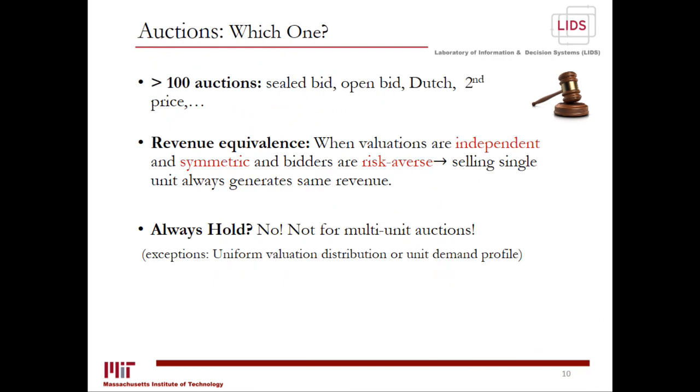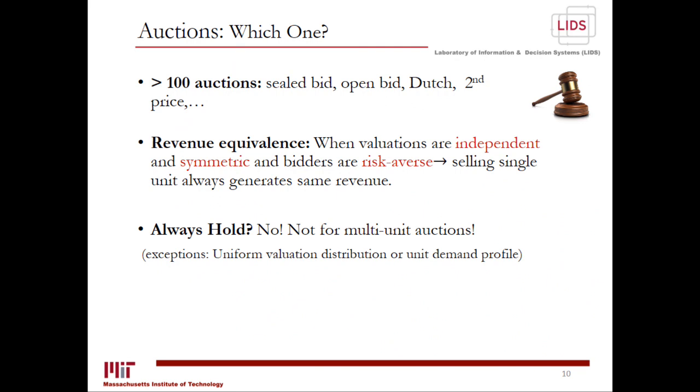But there is a question here. What kind of auction are we going to use? There are 100 different kinds of auctions. We can't even name all of them. We have sealed bid auctions, we have English auction, we have Dutch auction, we have Vickrey auctions, which is, again, a second price auction.